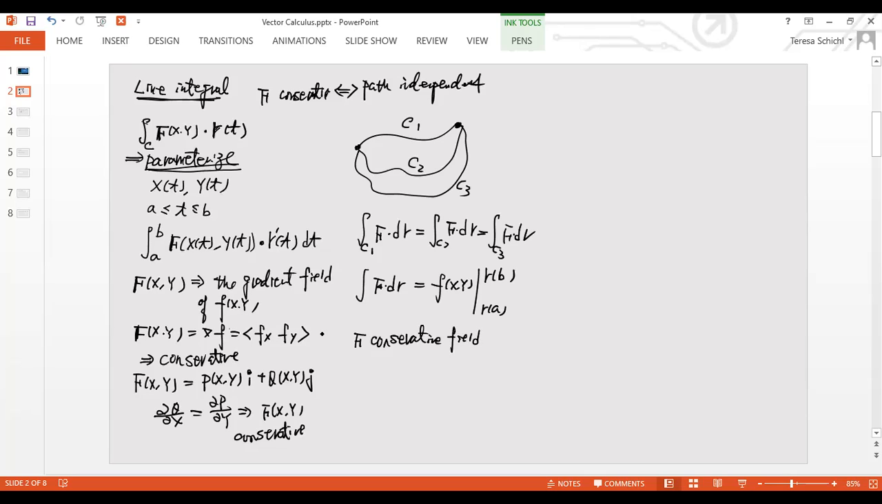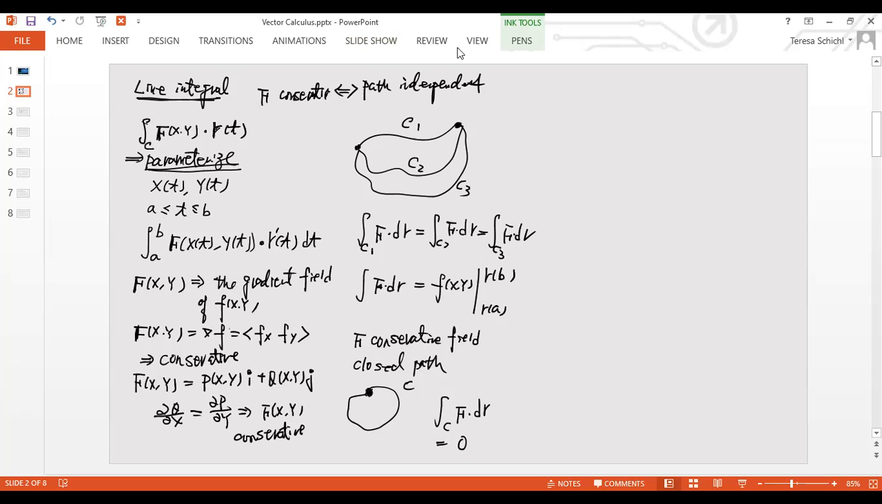If F is a conservative field, then for a closed path, this is your C. You start at this point and end at the same point. So if C is your path, then the integral of F dot dr will be equal to zero. Because this is a closed path, when you find this real-valued function f of x, y, the starting point is equal to the ending point. That's why it's 0.